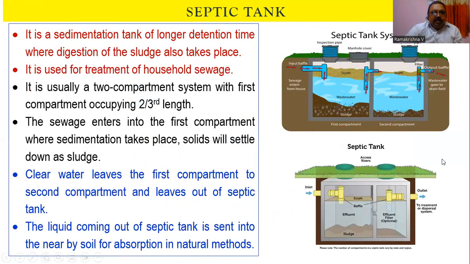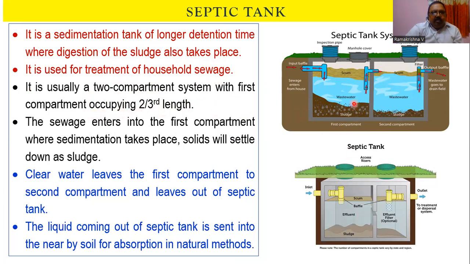Septic tank, as we can see, is a sedimentation tank of longer detention time where digestion of sludge also takes place. So it is taking a dual role here: sedimentation of the solids along with digestion of the solids. It is mainly used for treatment of household sewage. It is usually a two-compartment system with the first compartment occupying two-third length.